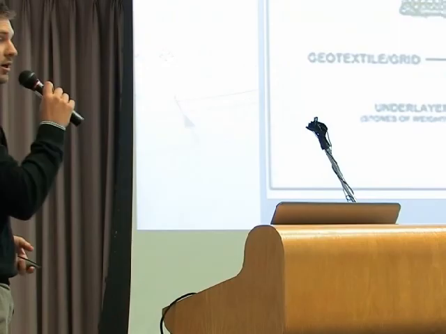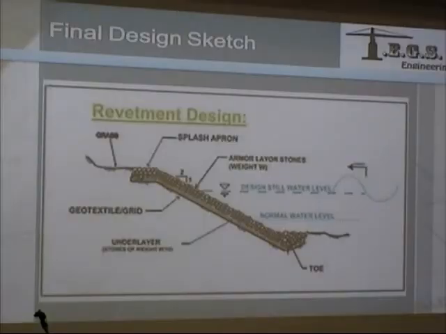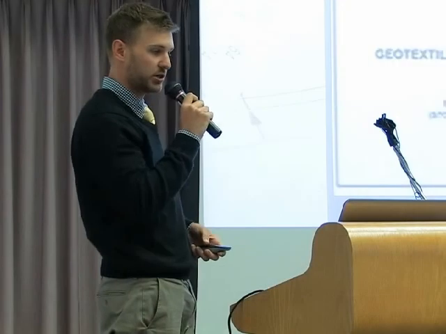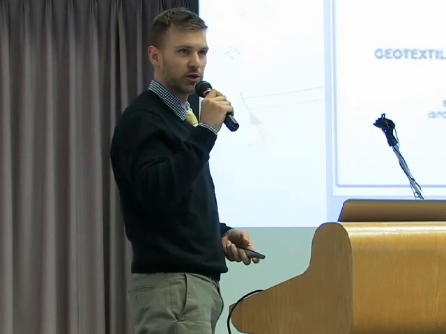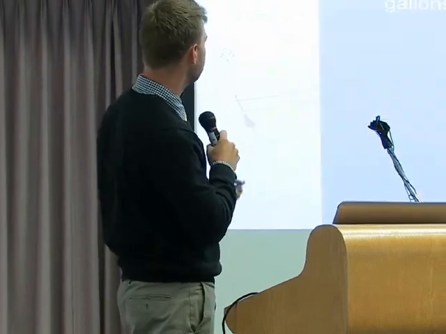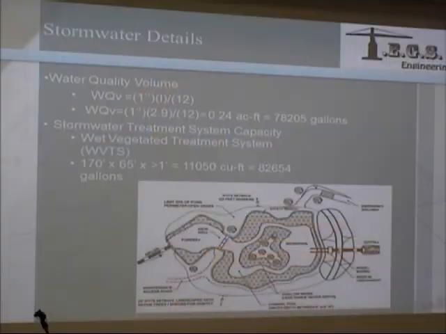Good afternoon. My name is Connor O'Halloran. I was the environmental engineer on the project. I'm going to talk to you about stormwater and wastewater. To begin with, at the downstream end for stormwater, a stormwater treatment of a wet vegetated treatment system was selected to meet the Rhode Island DEM Stormwater Manual Section 3.3.3 and the water quality volume of 78,205 gallons.